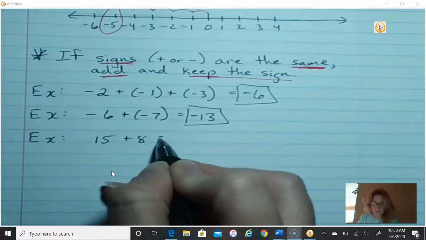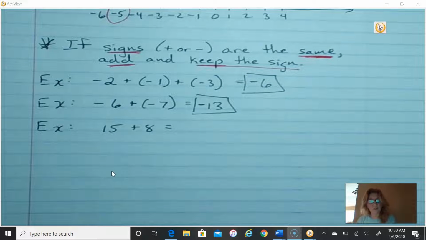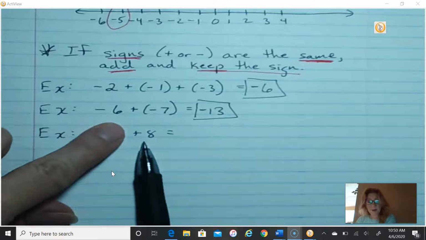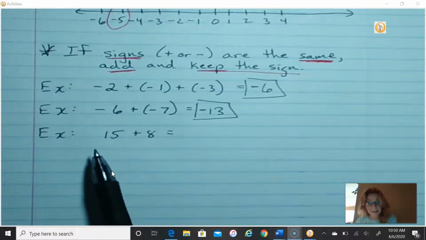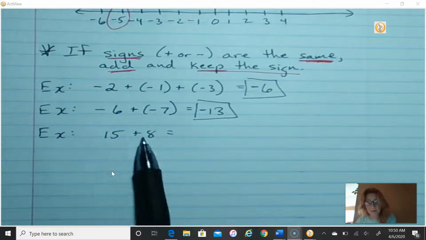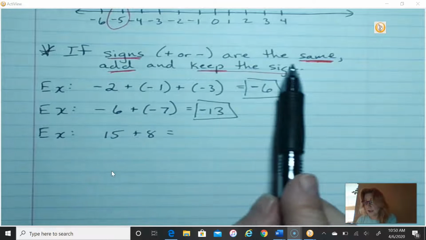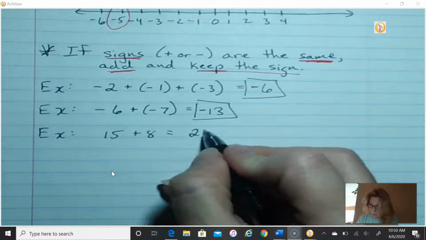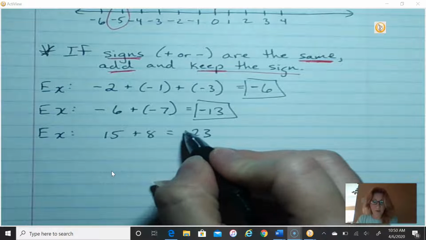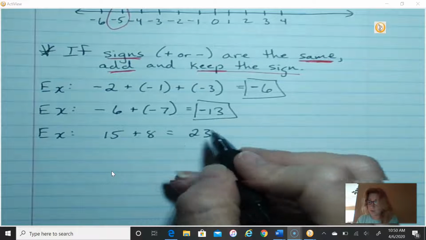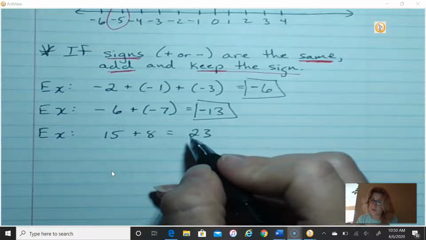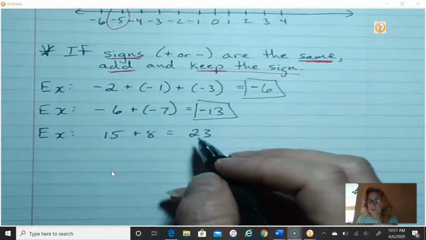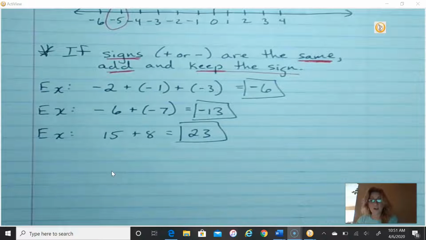15 plus 8. Yes, I know you know how to do that. That's because you've been trained. This is a positive 15. That's a positive 8. Are the signs the same? Yes, they're both positive. So you add and keep the sign. 15 plus 8 is 23. And you don't have to put a plus sign there. You can if that makes you feel comfortable. IXL and your teacher is not going to be upset with that. Because if you're grasping this concept of positives and negatives, then you're doing a great job.